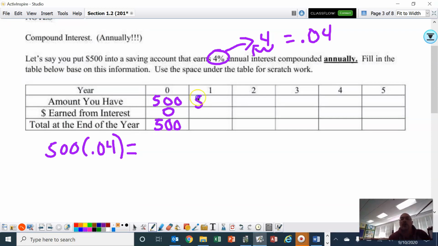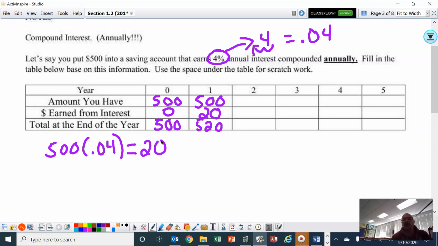So I'm going to put 500 there, and then I'm going to put 20. All right, you earned $20 after 1 year, right? This was year 0. This is year 1 after 1 year. So now you have $520.